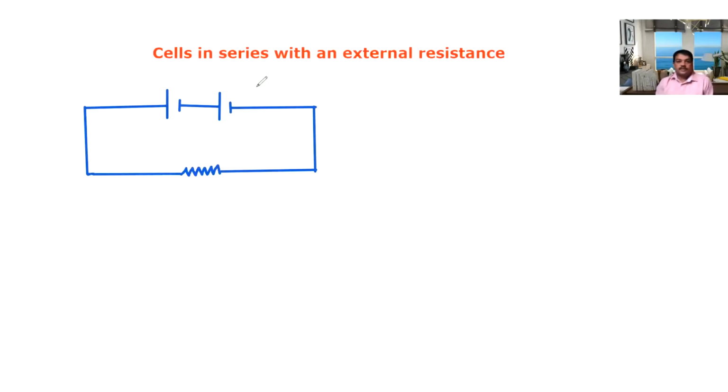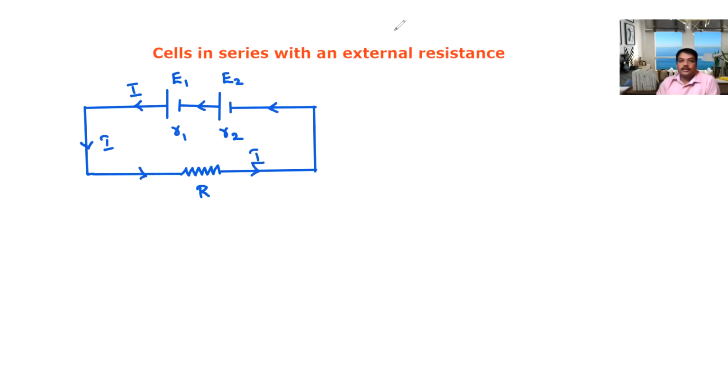Cells in series with an external resistance. Consider two cells of EMF E1 and E2, of internal resistances R1 and R2, connected in series with an external resistance R. As the cells are connected in series, the same current flows through the circuit.